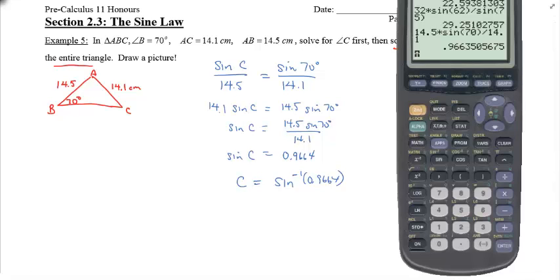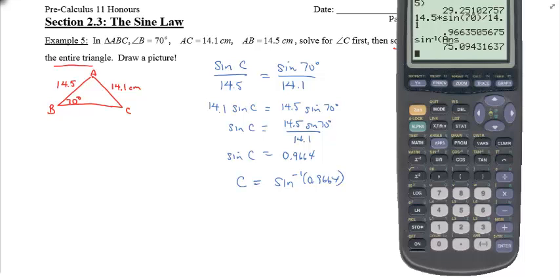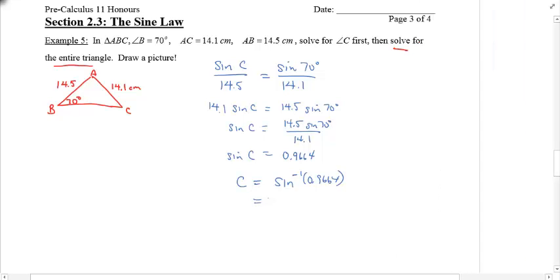And let's bring out my calculator again. Ta-da! 75 degrees. Cool. So I know that angle C is 75 degrees. Let's go back to my drawing now. Since this is 75, that's great. I can now go back and solve the entire triangle.